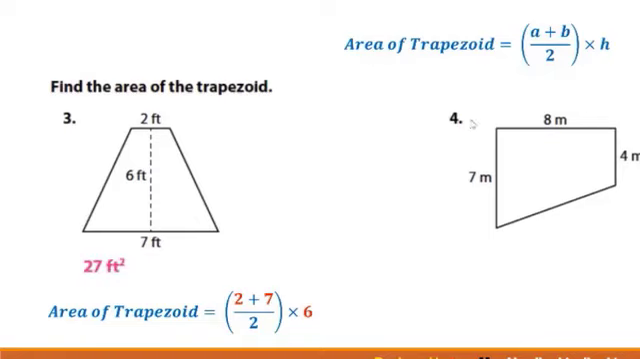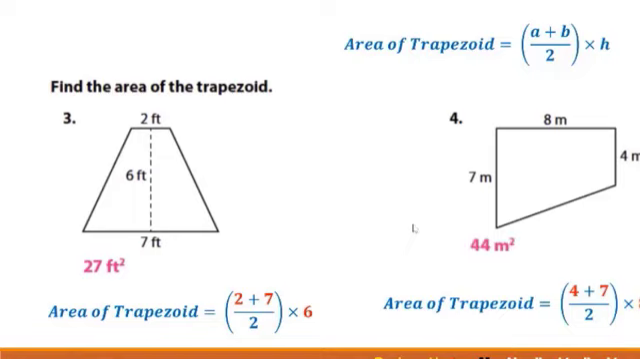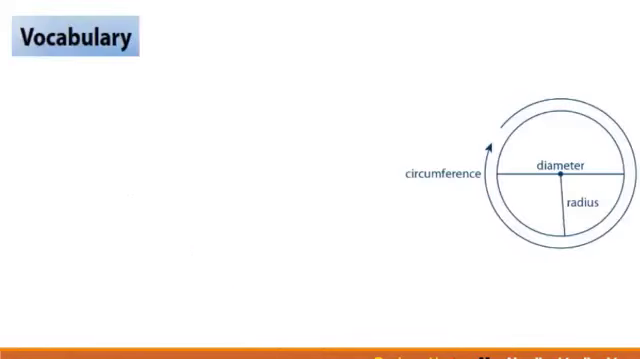To find the area for this trapezoid, we have to find A and B. This is my A, the parallel one. If you take this one, it is not parallel, so A is 4, B is 7. So 4 plus 7 over 2, and your height is 8. If you make this operation, you will have 44 meters square.